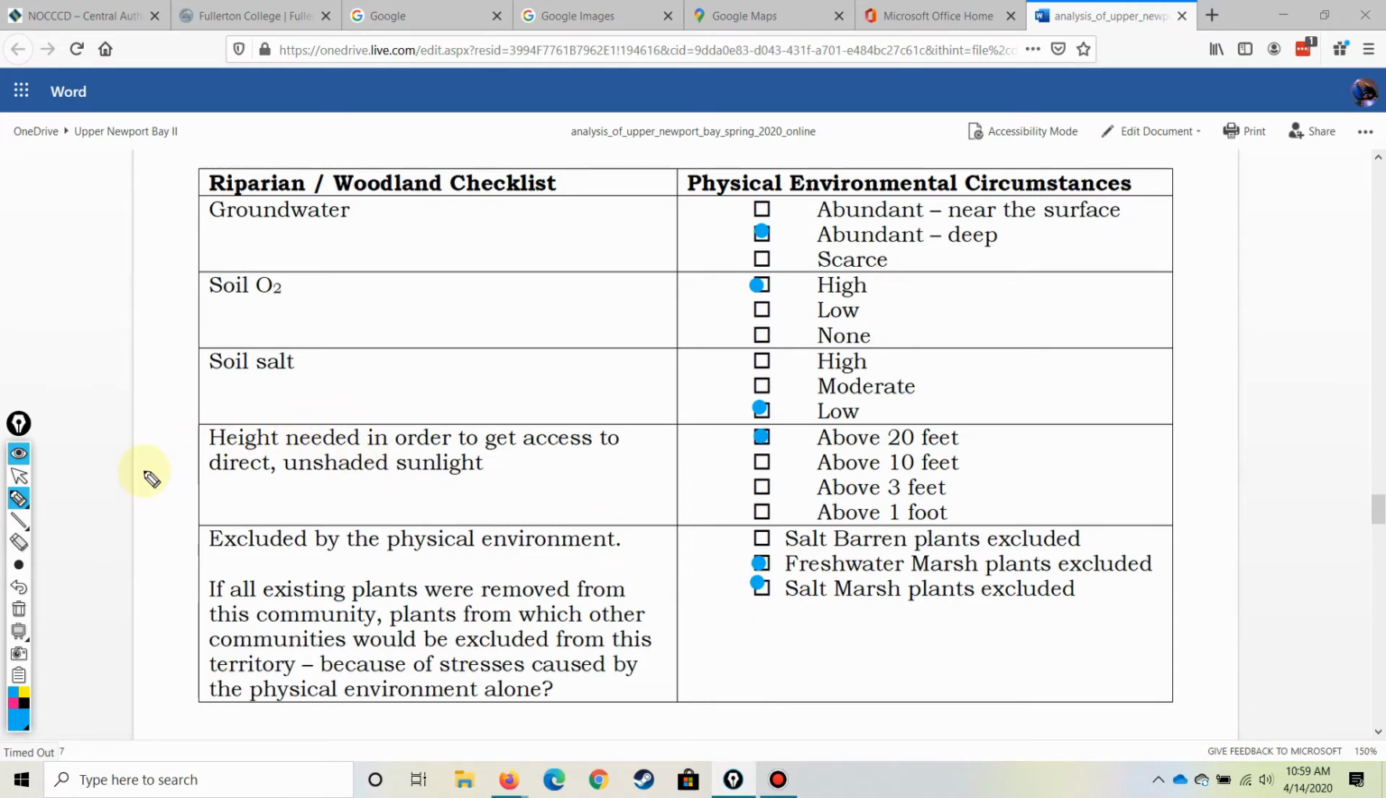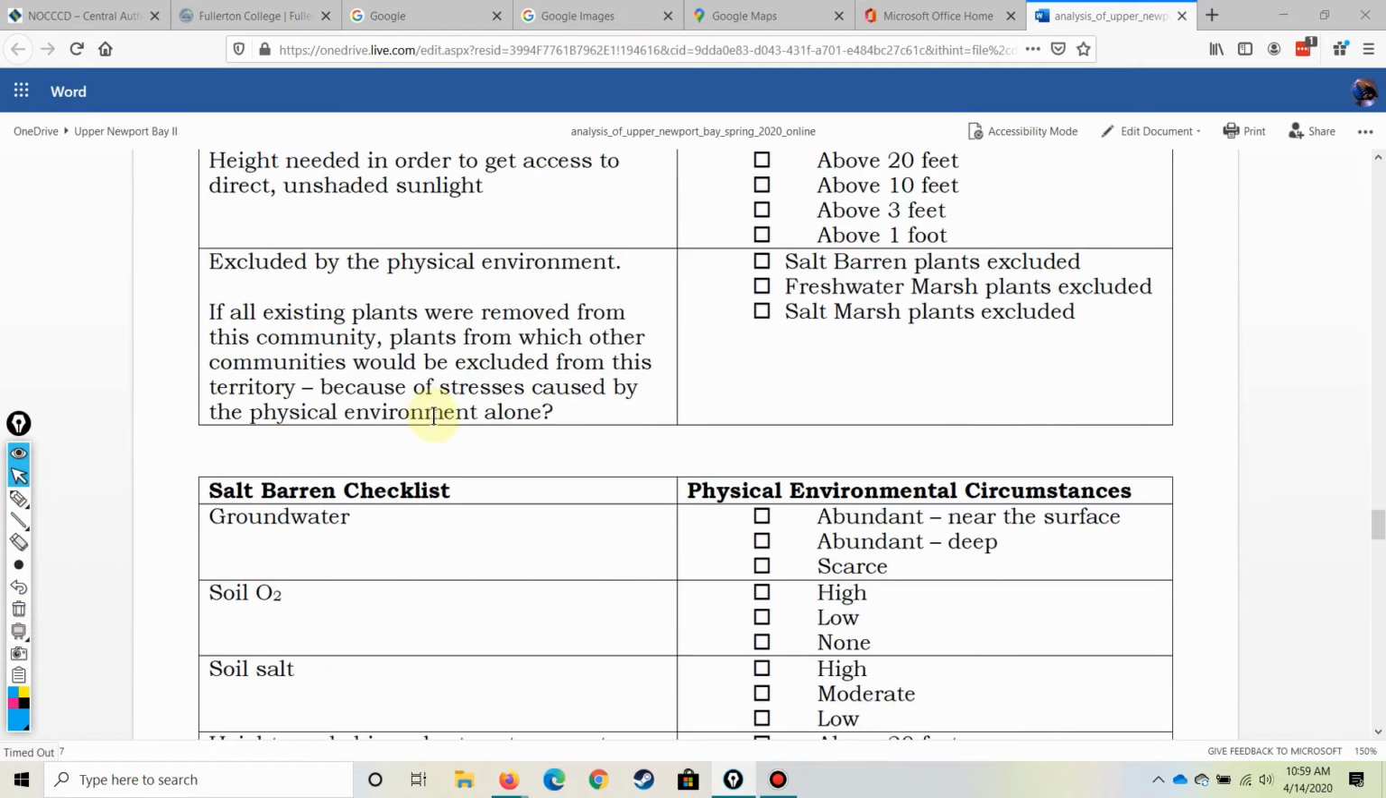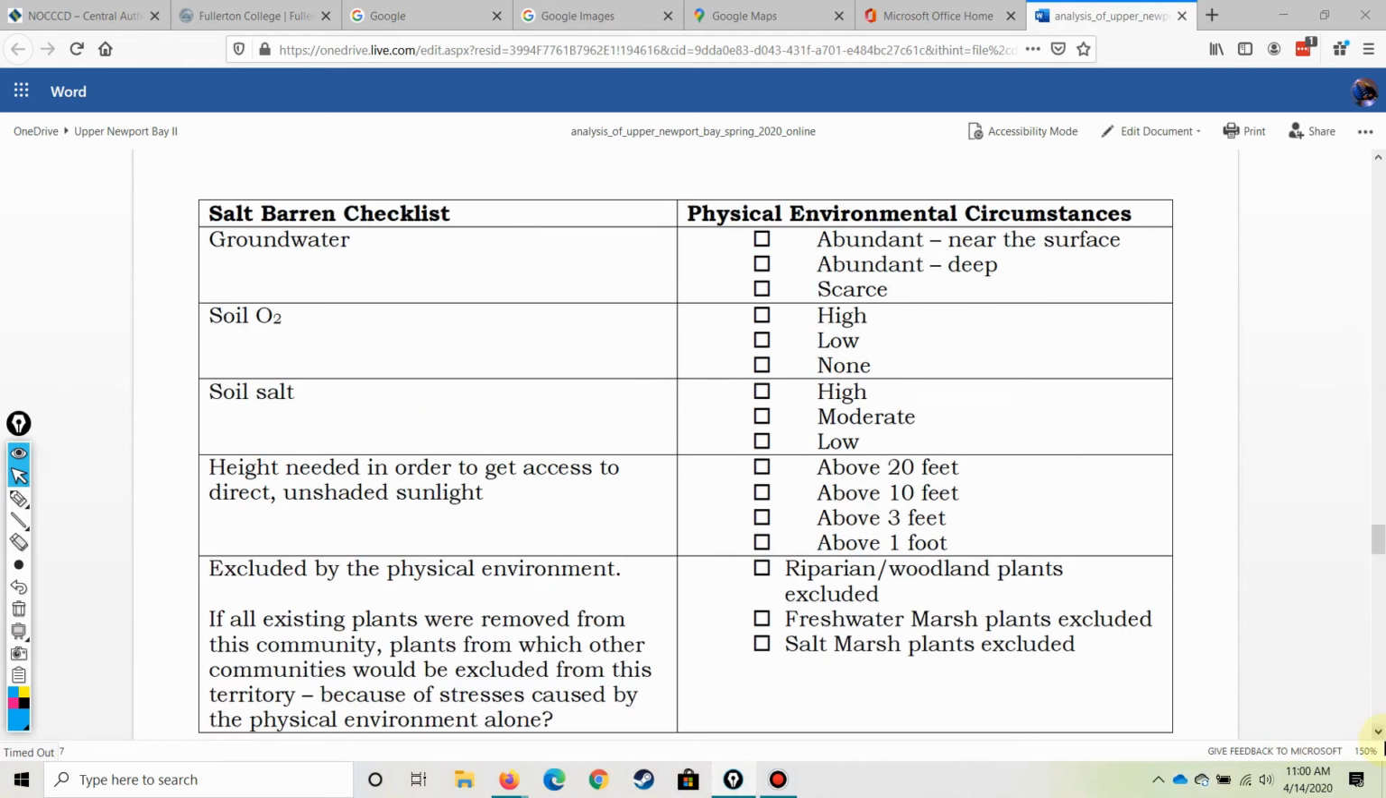All right, so let's move on to the next category, which is the salt barren. Now, the salt barren was populated by saltgrass and pickleweed. You remember the salt barren? It was like a dense carpet of short plants. Let's go over the physical characteristics here. The groundwater was scarce, generally dry. Soil O2, however, was high. There was plenty of oxygen in the soil, but there were also high amounts of salt in the soil.